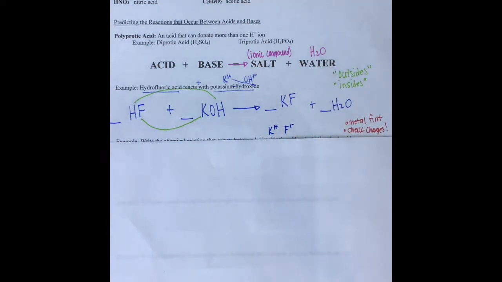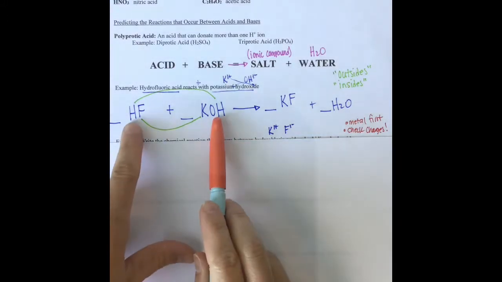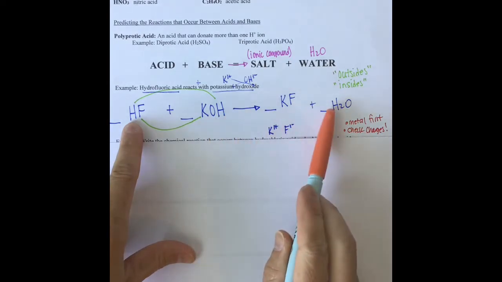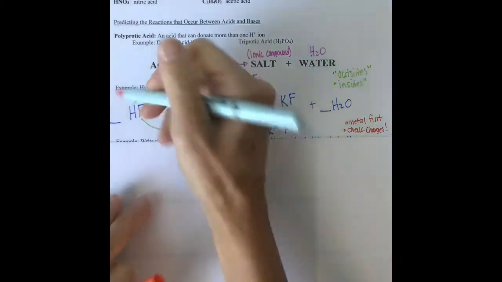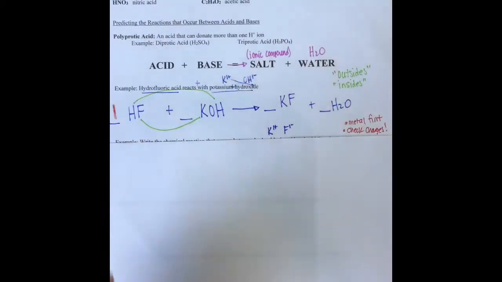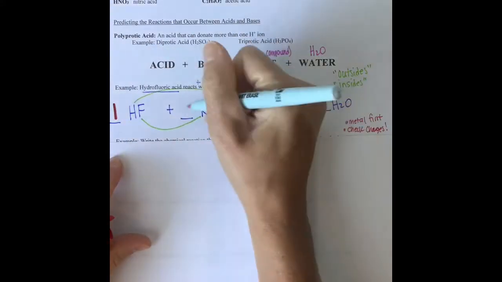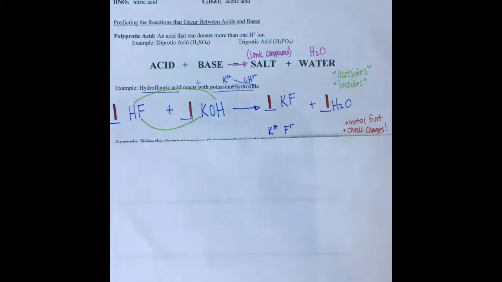All right, last step is to balance. Remember the balancing stuff. We need to make sure we have the same number of each element on both sides. All right, 2 hydrogens. Check. 1 fluorine, 1 potassium. Oh, that's dry. Let's try red. 1, 1, 1, 1.